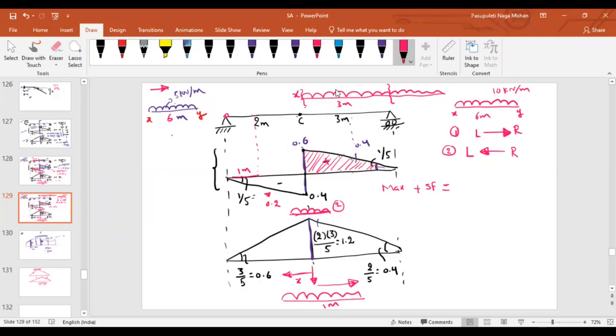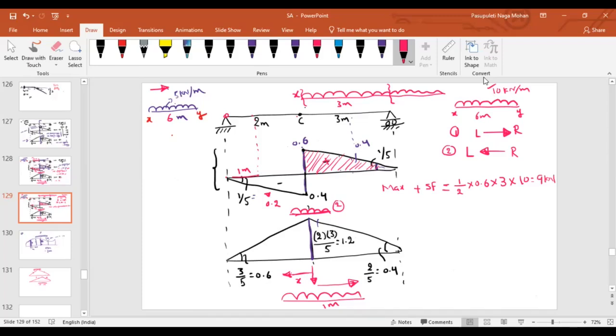Yes, sir. Now what about that area? As it is a triangle, half into what is the ordinate? 0.6 into what is the length? 3 into what is the ordinate? 10 kilonewton. So it is half into 0.6 into 3 into 10.